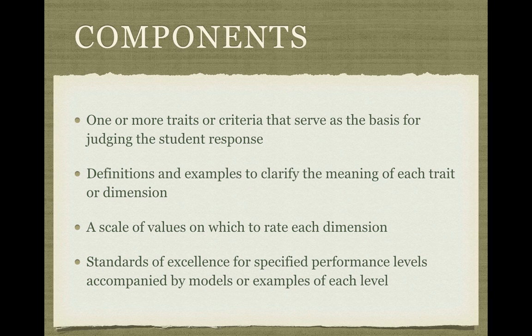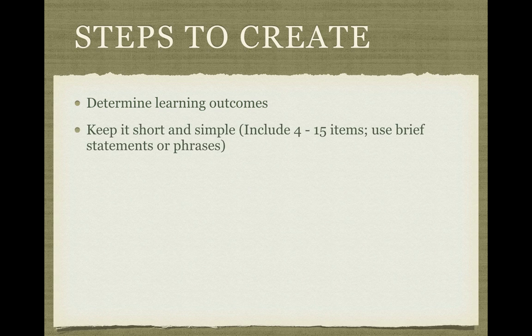So what do you need to do to create a rubric? Well, you create a rubric by, first of all, determining what your learning outcomes are, your objectives, which should be rather easy because you've already gone through the process of doing this. So your objectives are already stated in your lessons, so you should know this. Good rule, keep it short and simple. Include 4 to 15 items, use brief statements or phrases.